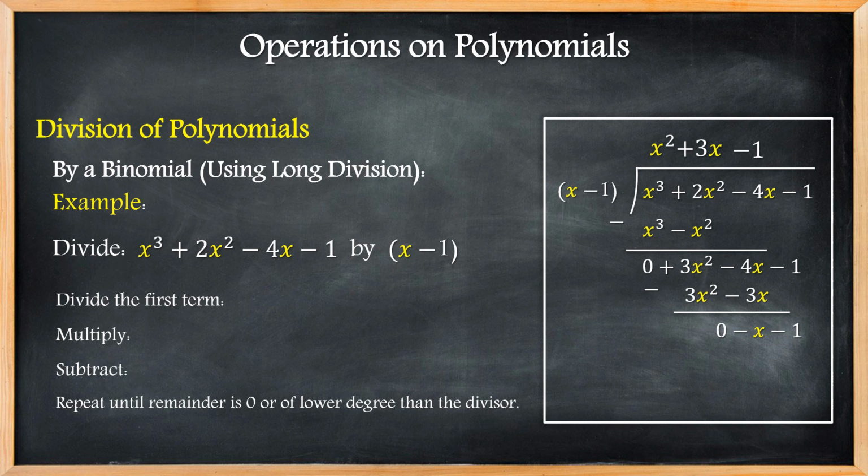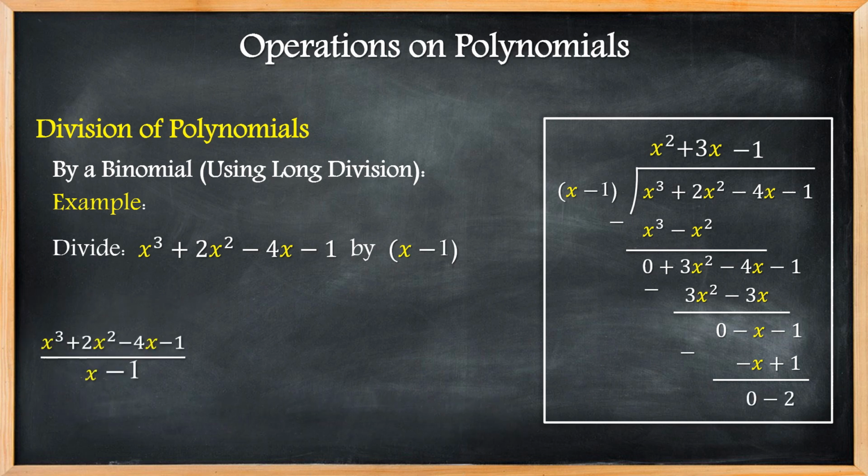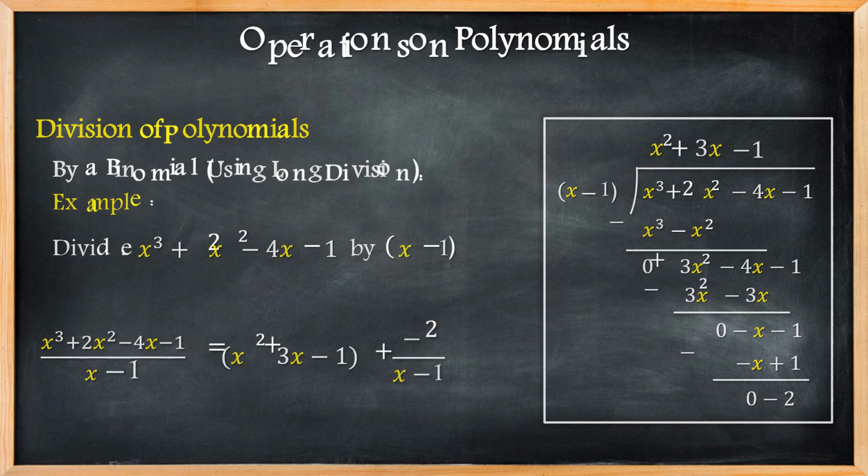Multiply negative 1 by x minus 1 to get negative x plus 1. Subtract negative x plus 1 from negative x minus 1. This leaves us with negative 2 as the remainder. Final result, the quotient is x squared plus 3x minus 1, and the remainder is negative 2.